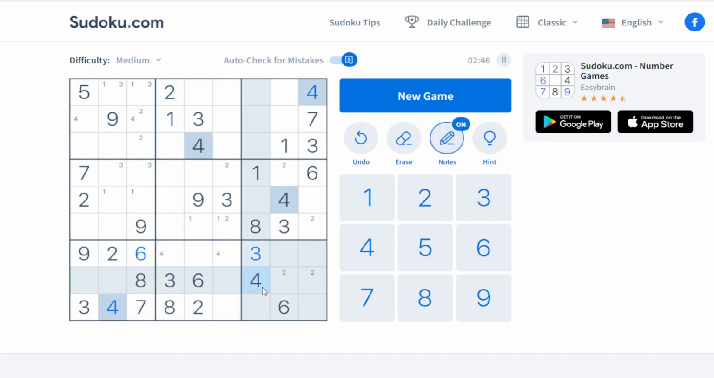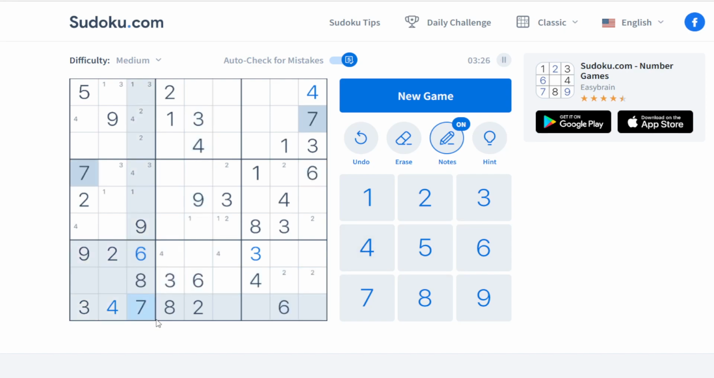We can make a note of the 4 in this 3 by 3. The 4 must be here or here, because these 2 are ruled out by this 4, and these 3 are ruled out by this 4, leaving it only in these corners. And that's all I'm seeing for the 4's for right now. So take another peek at the 6's. And it doesn't look like much.